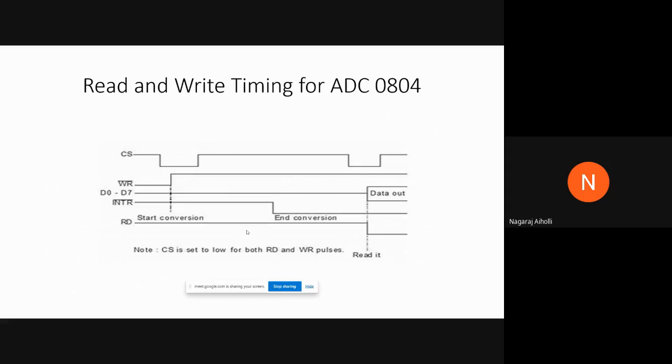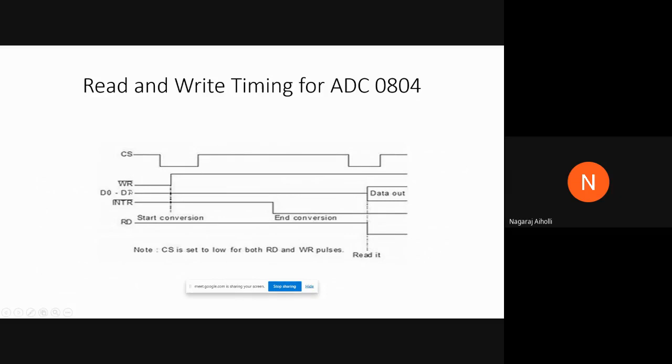Here we have to understand the read and write timing diagram for the ADC 0804. How actually the read takes place and how actually the write takes place, how it is converting from analog to digital signal. It is explained with the help of the timing diagram for the interfacing between 8051 microcontroller and the ADC 0804 chip. The first waveform that you are seeing is a chip select. Chip select should be low so that the ADC is selected. It is an active low signal.